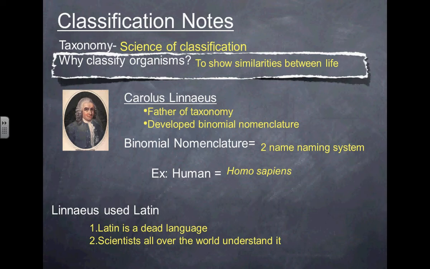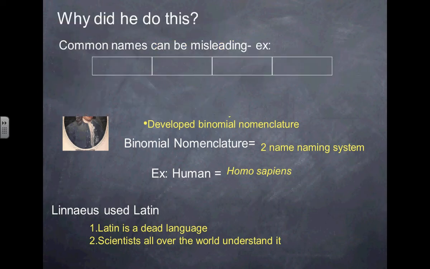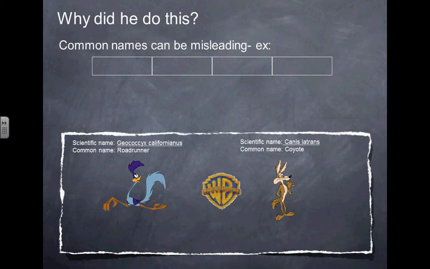In fact, Carl Linnaeus, I think his original name was Carl von Linn. He changed his name to Carolus Linnaeus, so it sounded Latin. He's really into Latin, I guess. So why do we want to give these organisms new names?